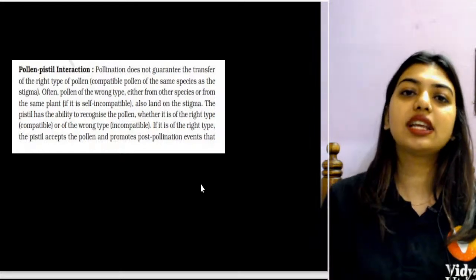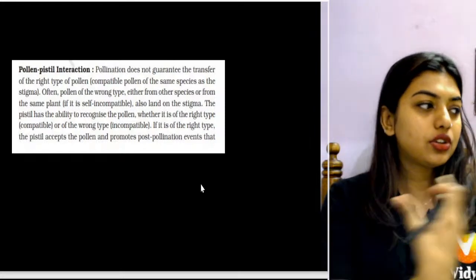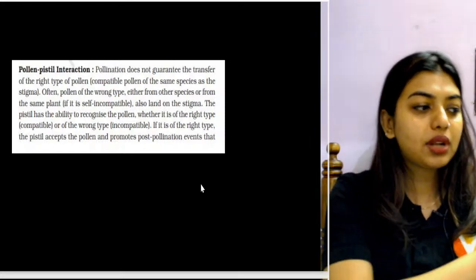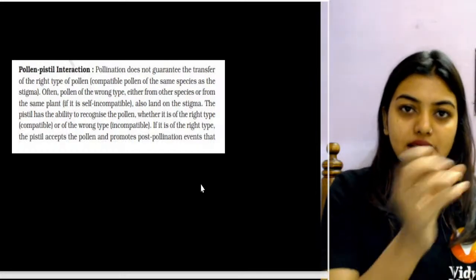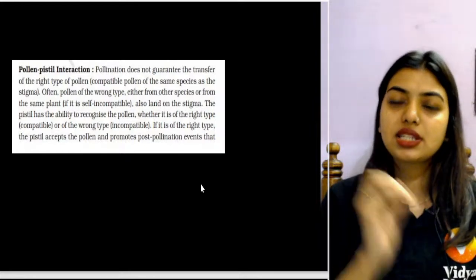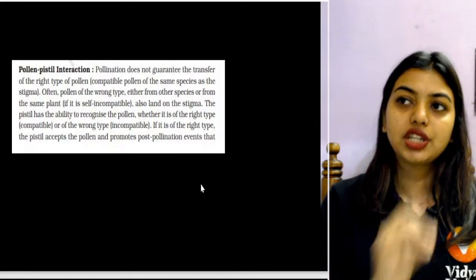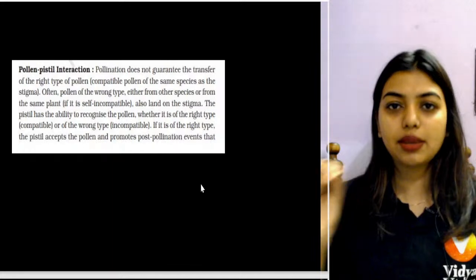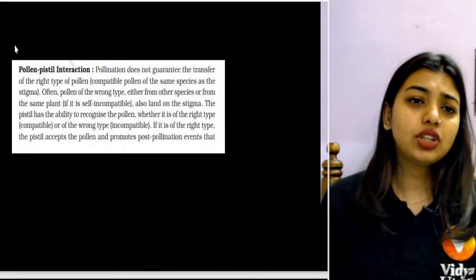So that is like geitonogamy. You're not marrying someone from your own bloodstream, but you're marrying another person from the same bloodstream. Okay, so that much variation only will happen. Still, the diseases and genetic disorders will continue in the same blood. Okay. So that is what they're telling.